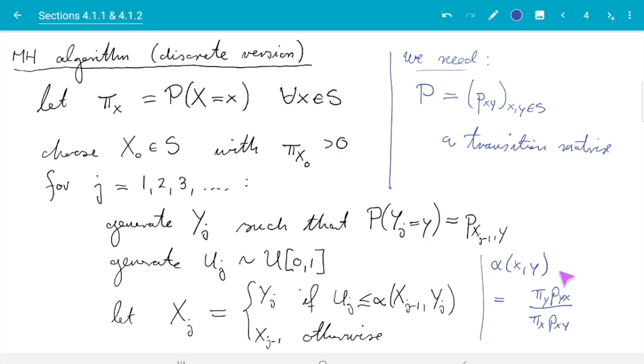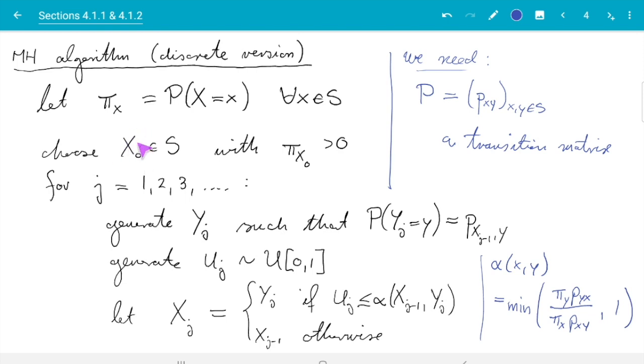And if I want alpha to be a probability, then it turns out the right thing to do here is to take the minimum of that and 1. So that is the definition of alpha. And with this, we have at least written down all steps of the algorithm. So let's just go through it once more very quickly.